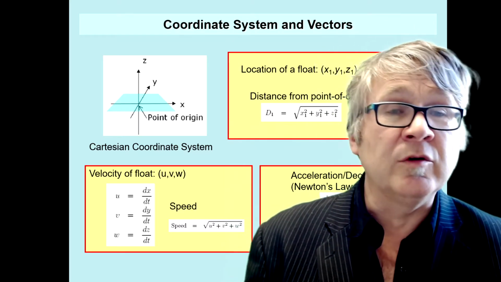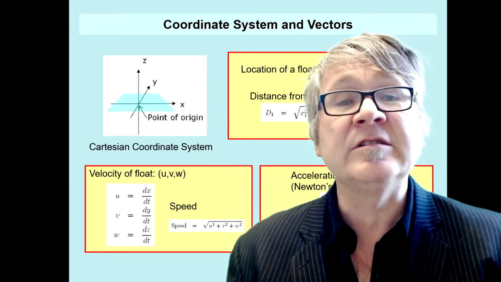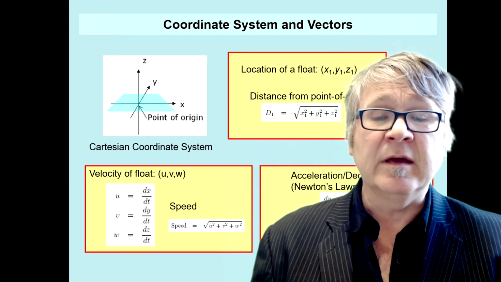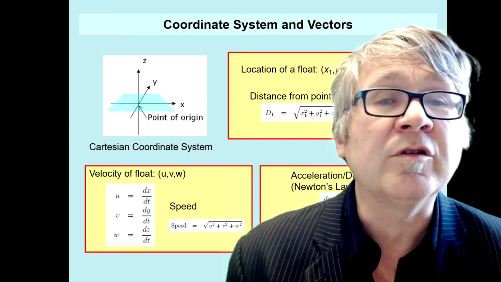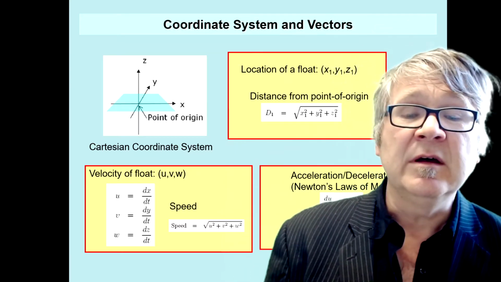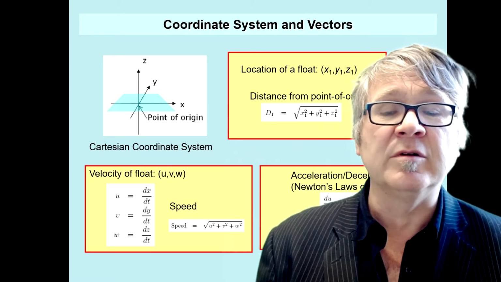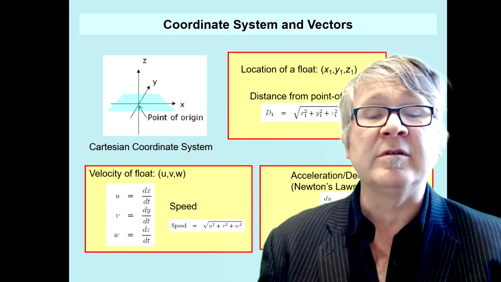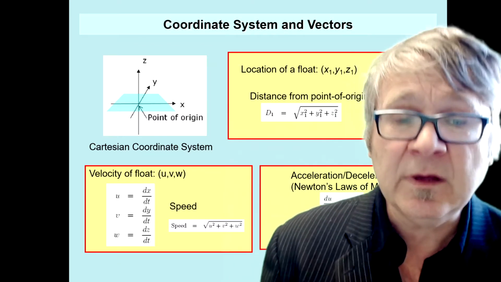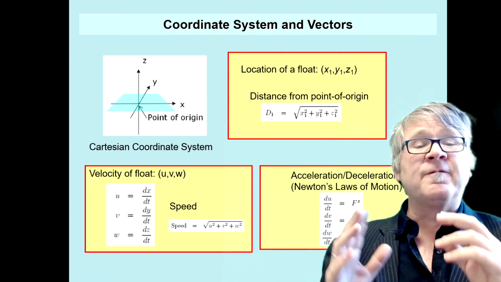So this is how the location of your float changes. The speed of your float can again be derived from a Pythagoras type of equation, just the square root of the sum of all the squares of your components. This is how you can work it out.